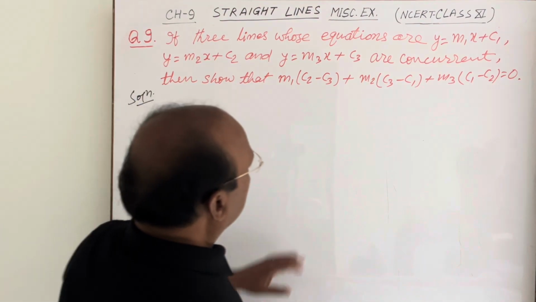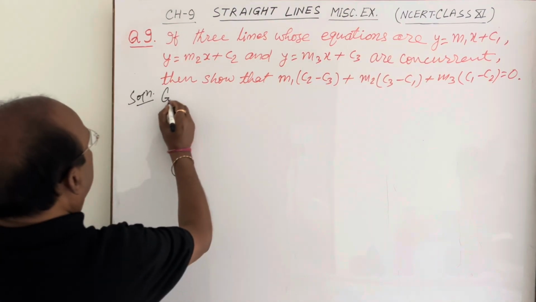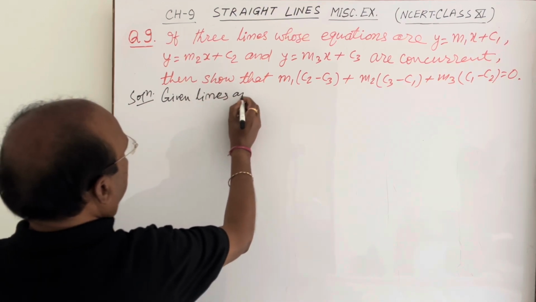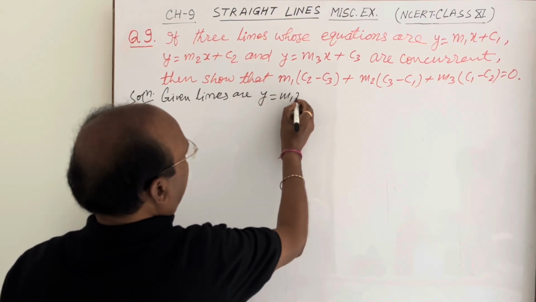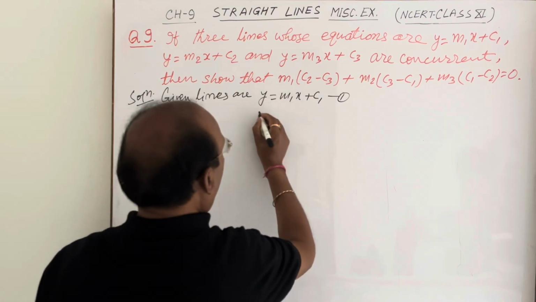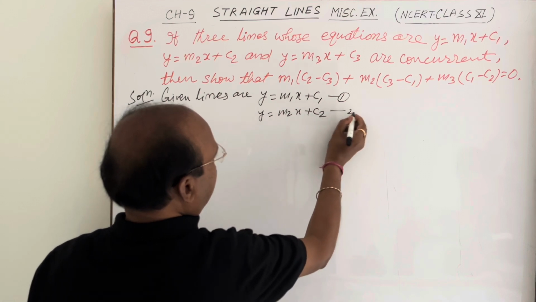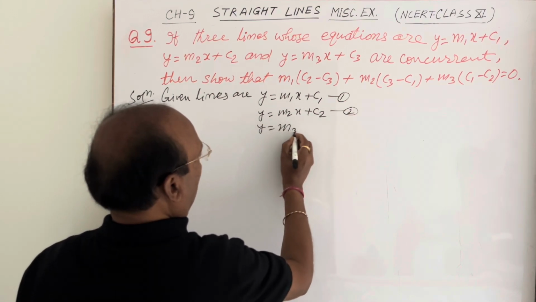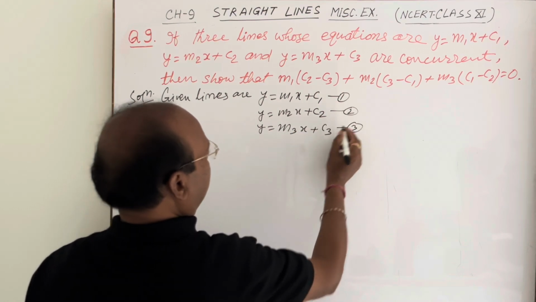Here the equations of three lines are given. The given lines are y = m1x + c1, suppose this is equation number 1; y = m2x + c2, equation number 2; and y = m3x + c3, equation number 3.